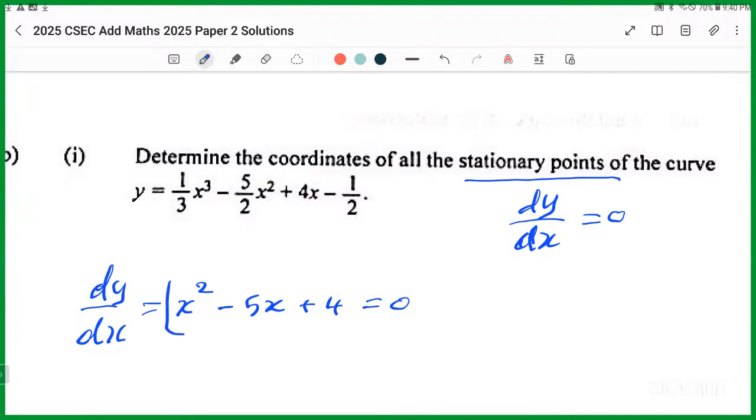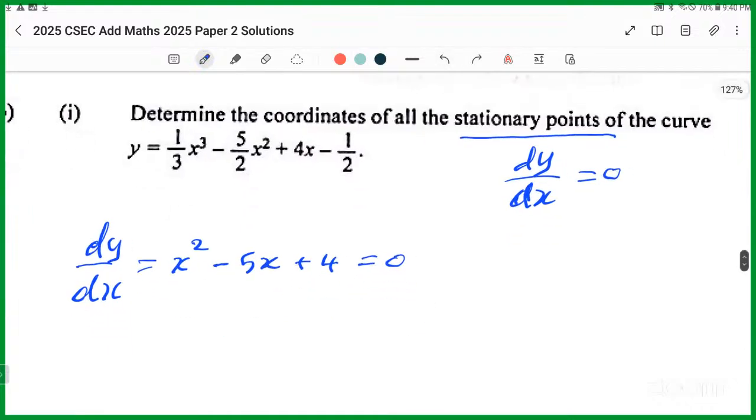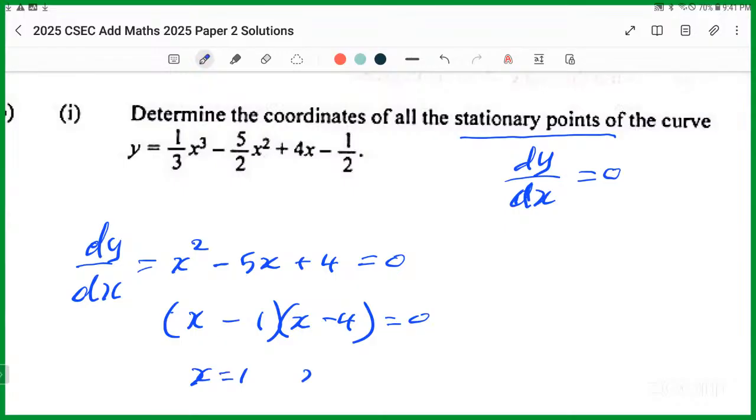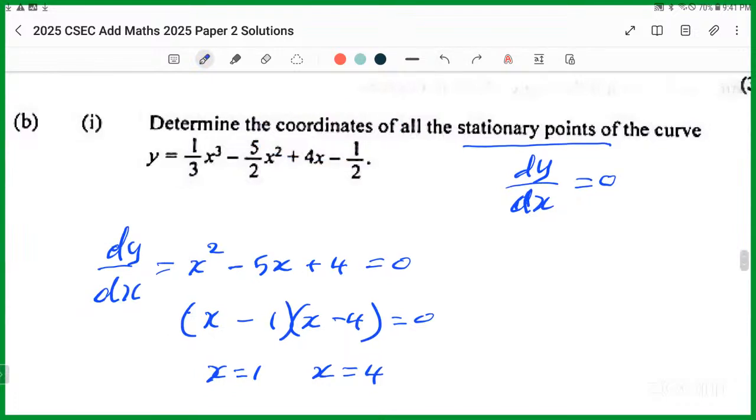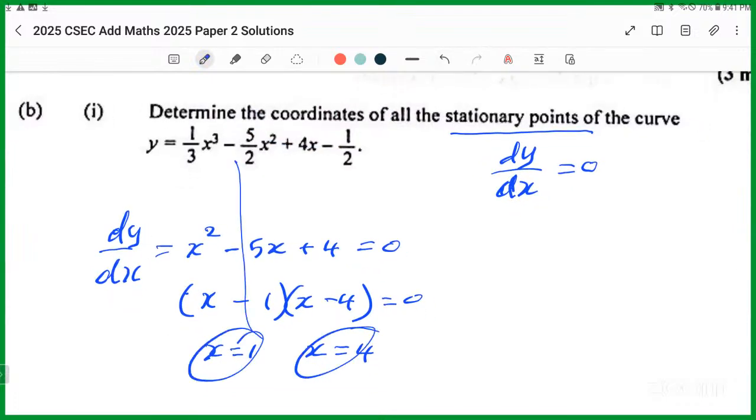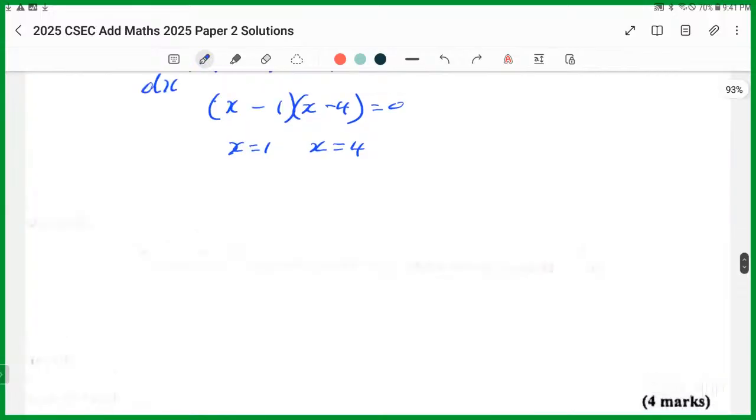So now solving this, which is a quadratic, it factorizes into x plus something, x plus something. Factors of 4 that add to 5 are 1 and 4. They are both negative in the brackets, so we get x equals 1 or x equals 4. But the question asks for the coordinates, so I have to find a y value to go with each of these by substituting them back into that function up there, to find the corresponding y value.